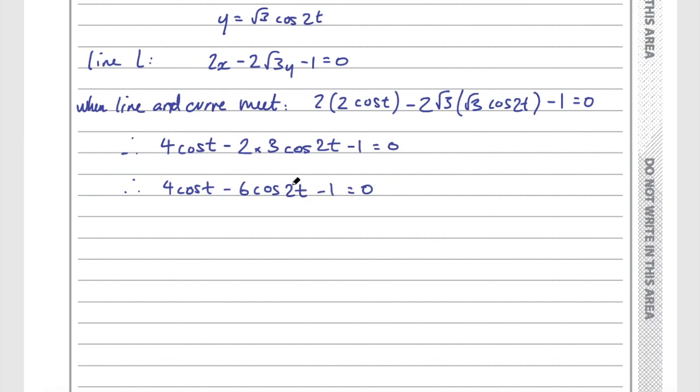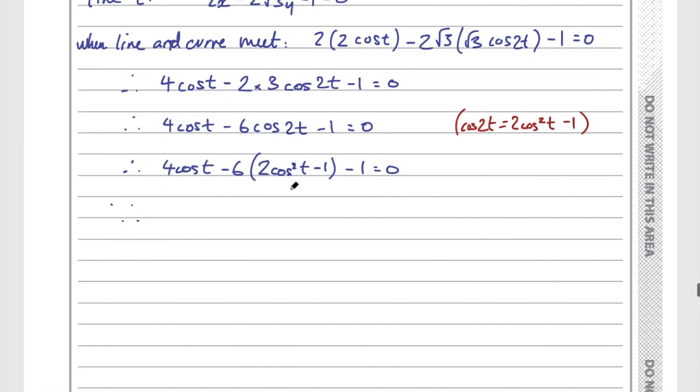So what I want to do is to get rid of this cosine of 2t using the double angle formulas. So the cosine of 2t equals 2 cosine squared t minus 1. So firstly I'll substitute that in for cosine of 2t. So 4 cosine t minus 6 multiplied by 2 cosine squared t minus 1 equals 0. Now that minus 1 is not this minus 1, that comes from this formula. So we still have this minus 1 on the end.